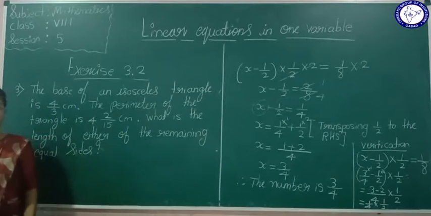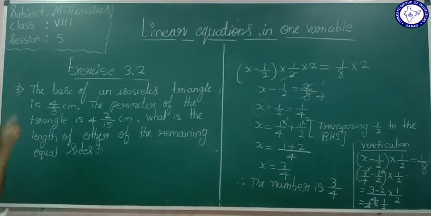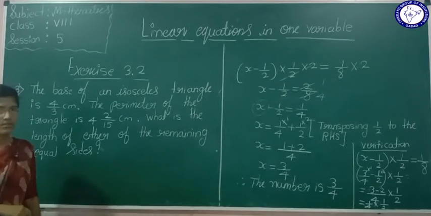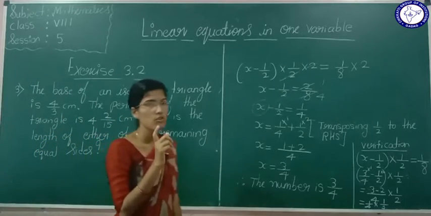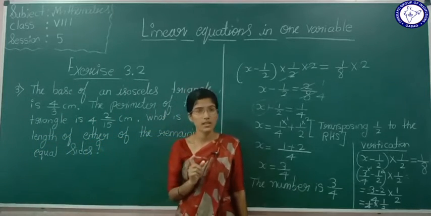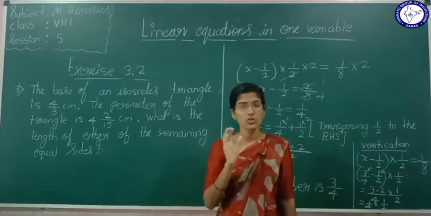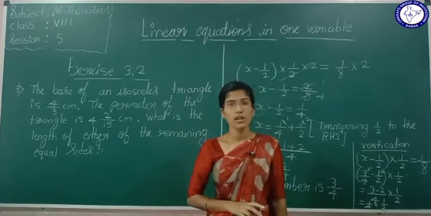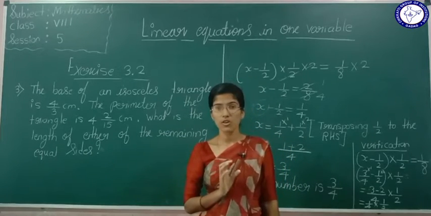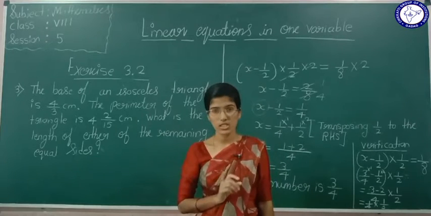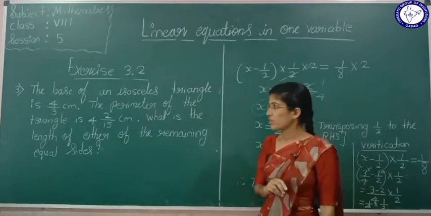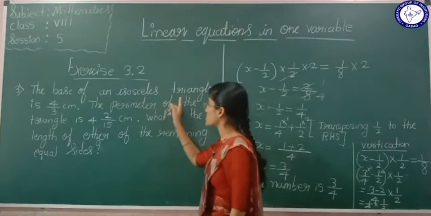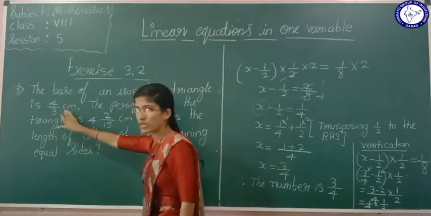Now see here students, the base of an isosceles triangle is 4 by 3 centimeter. What is the meaning of isosceles triangle? A triangle in which two sides are equal and the other side is not equal. That is nothing but an isosceles triangle. In an isosceles triangle, two sides are going to be equal. The base of an isosceles triangle is 4 by 3 centimeter.